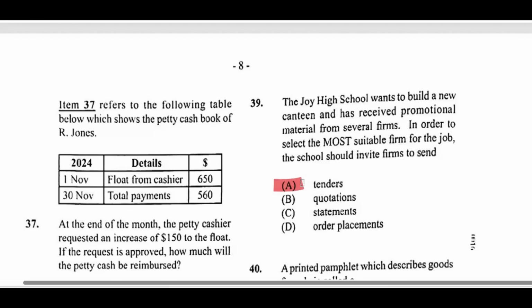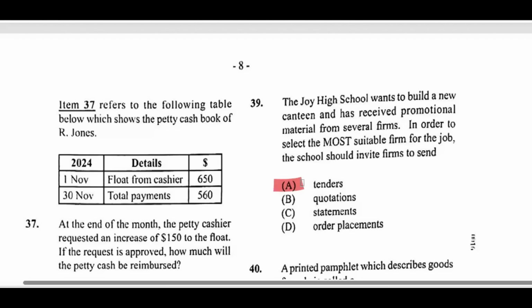A tender is like a bid. If you have a company and you have material in the company to build a canteen, what you have to do is bid for the job. You have to send in a document stating why I should be selected, right?